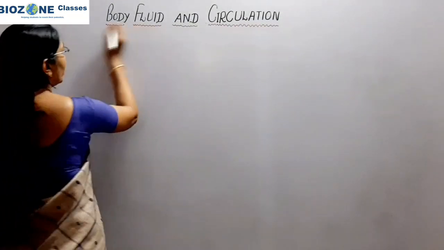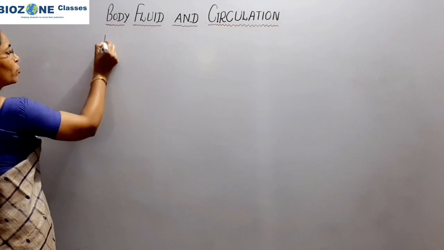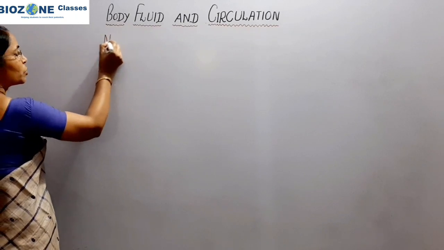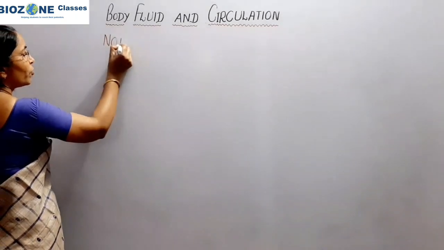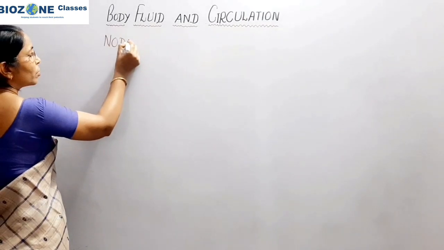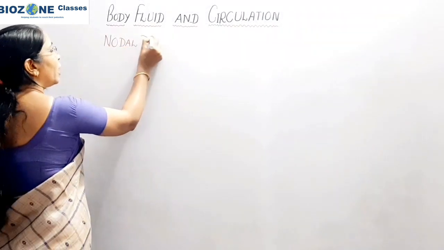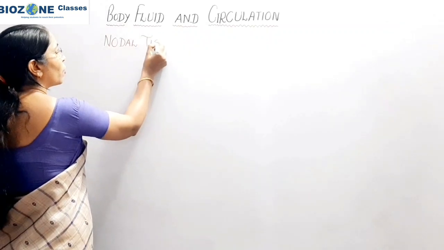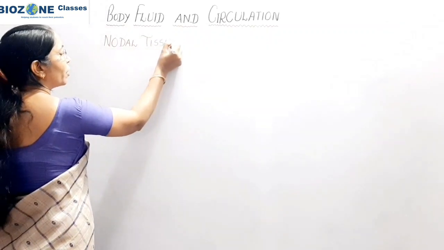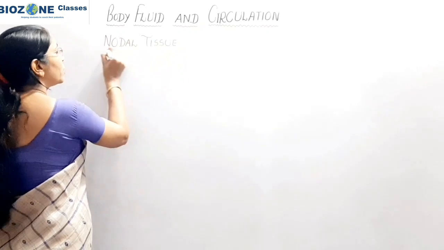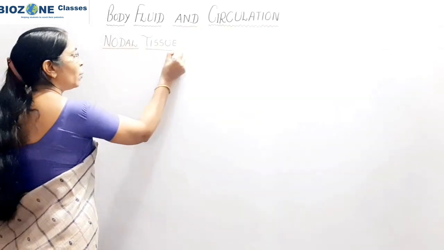And now let's begin with the nodal tissue. In the previous session we already completed the structure of the heart. So all of you clearly know the human heart is four chambered, and the upper chambers are called atria or auricles and the lower chambers are called ventricles.